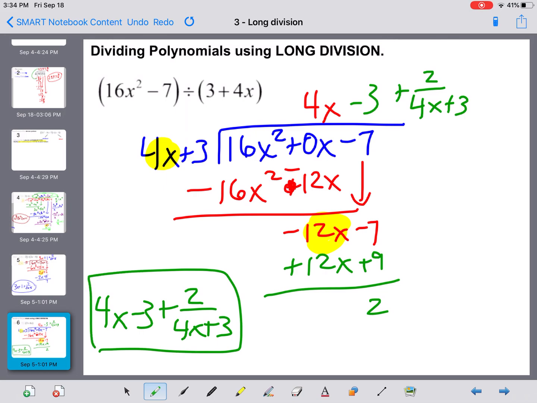So today we talked about long division of polynomials, and I hope this helps you solve your problem.